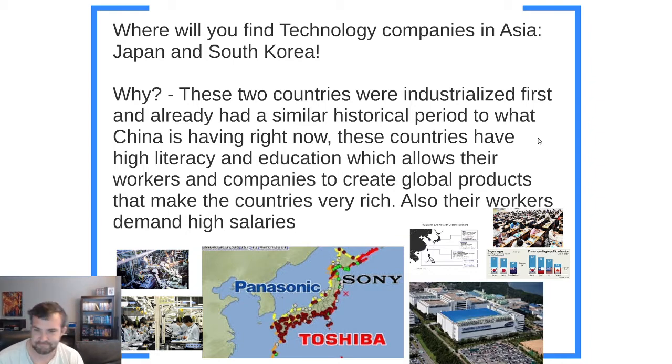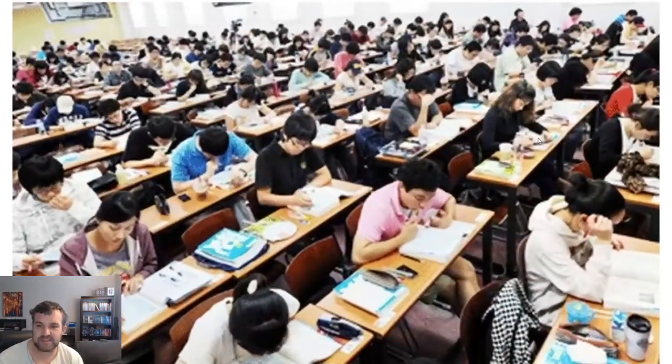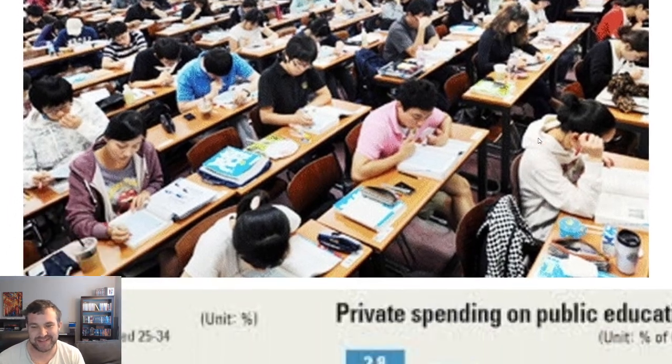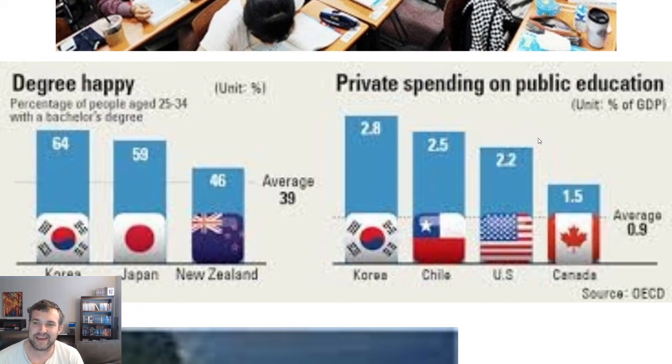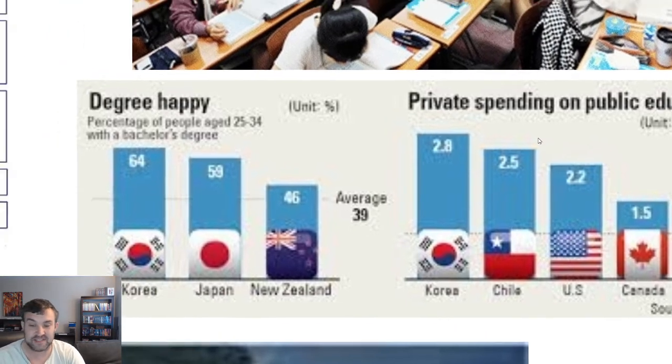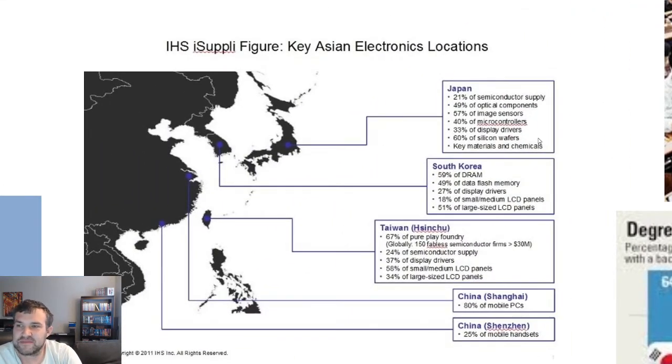All right, moving on. So here's some Korean kids studying in high schools. Mr. Brown remembers his time living in the country, saw a lot of that. Percentage of people who have a bachelor's degree: Korea, Japan, New Zealand. So yeah, there's a lot more people who go to college in Korea and Japan than even in New Zealand. And then spending on public education, the Koreans spend 20% more on public education than us and double what the Canadians spend. That's wild.